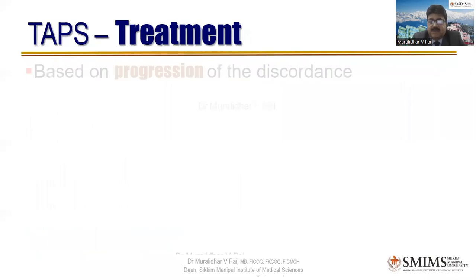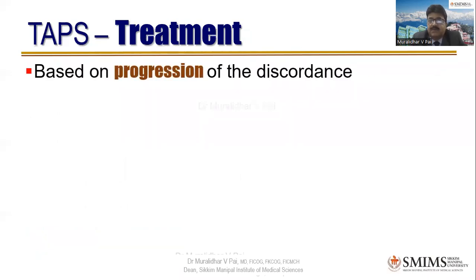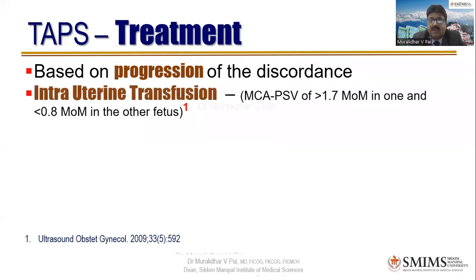What is the treatment of TAPS? Based on progression of the discordance between the two twins. Here the laser ablation and all that is not going to be very useful because the leak is so small and the vessels, the connections are so small. Instead of that, you straight away start treating the baby, something like what you do in case of Rh immunization, which also gives rise to hydrops fetalis, isn't it? So here, if you see that MCA PSV of more than 1.7 MoM in one and less than 0.8 in the other, that is an indication for intrauterine transfusion to the anemic fetus.